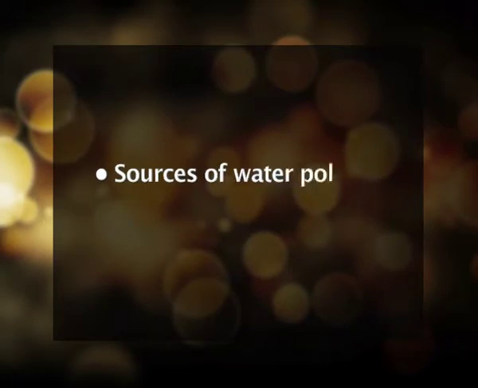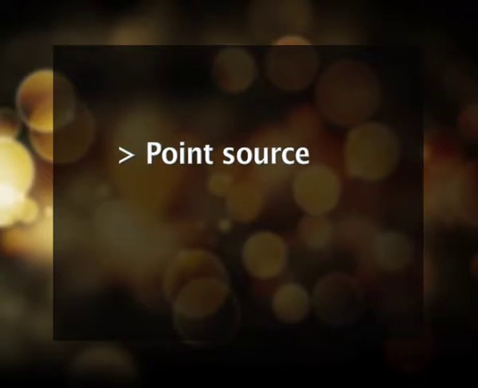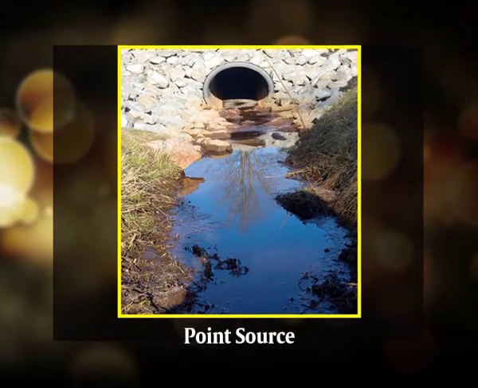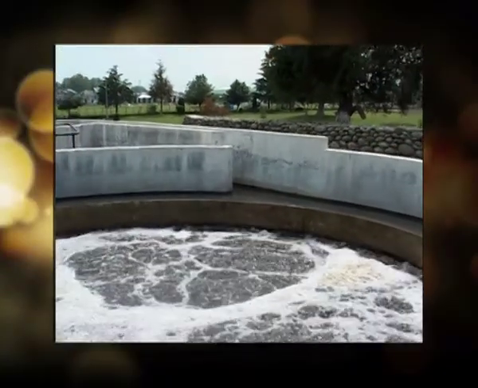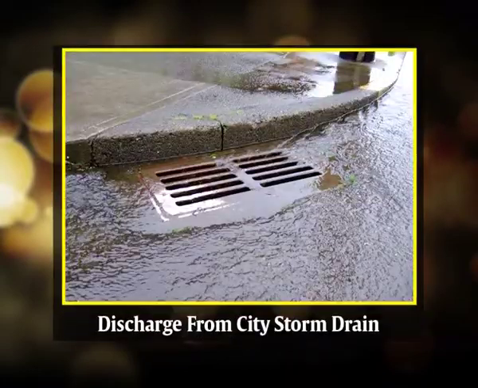Now we will study sources of water pollution. Two types of pollutants exist based on their origin, that is point source and non-point source. Now, point source. Point source water pollution refers to contaminants that enter a waterway from a single identifiable source such as a pipe or a ditch. Examples of point sources include discharges from a sewage treatment plant, a factory, or a city storm drain.